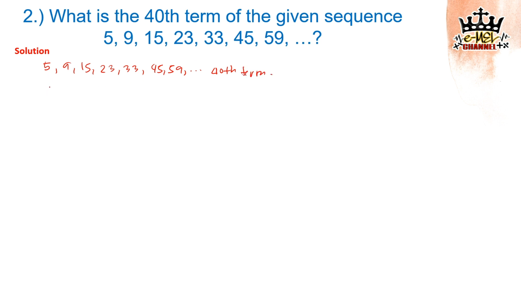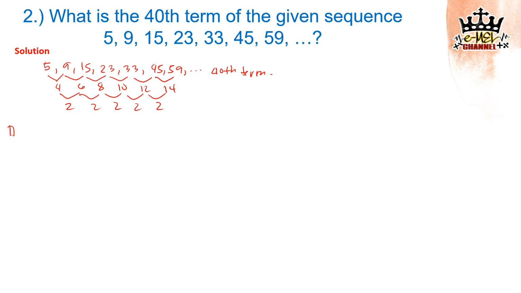Then common ratio, it can be, but common difference is possible. The differences are 4, 6, 8, 10, 12, 14, and so on. Let's go further: 2, 2, 2, and 2. It means that this sequence has a formula.